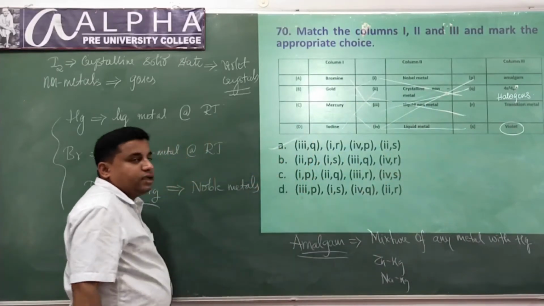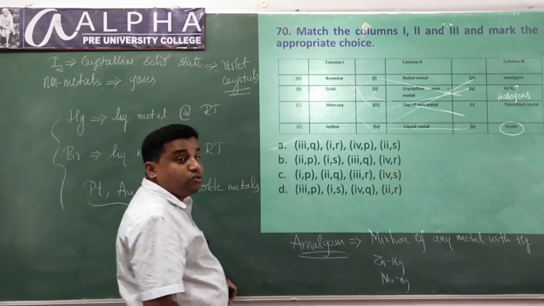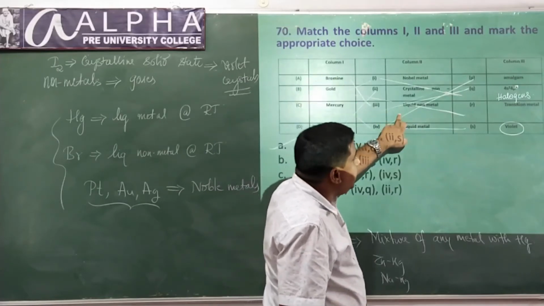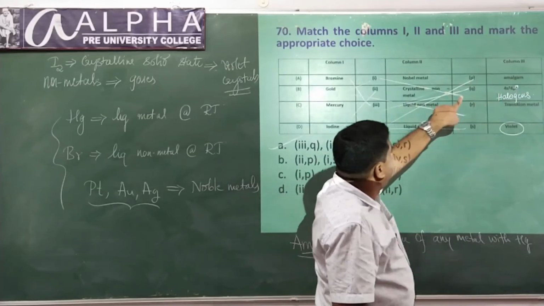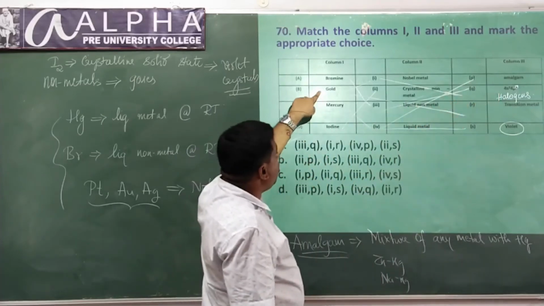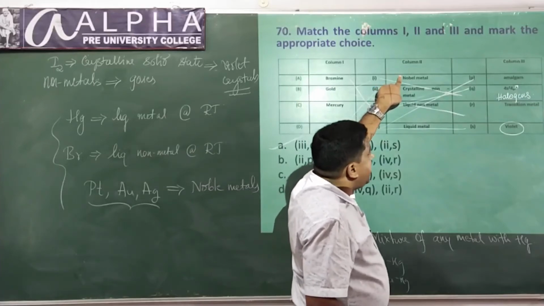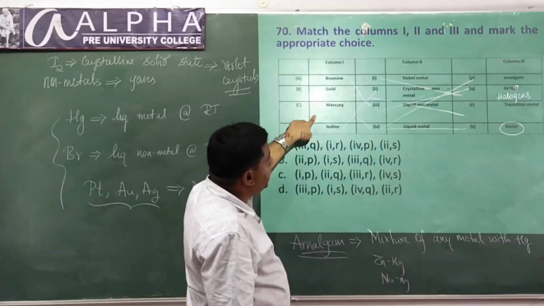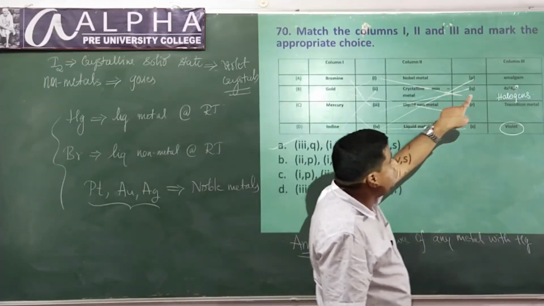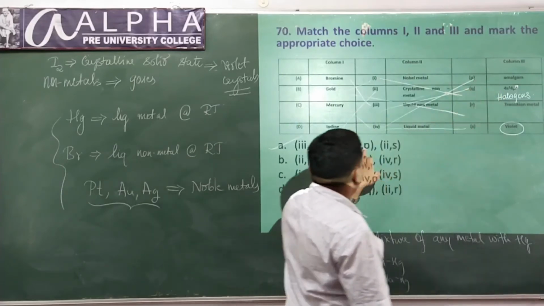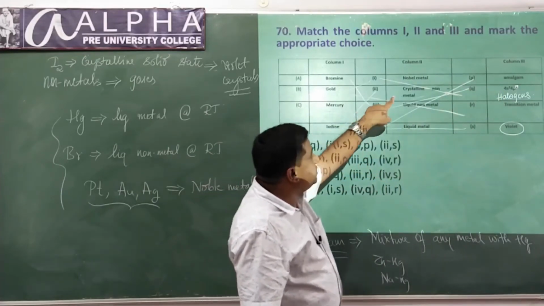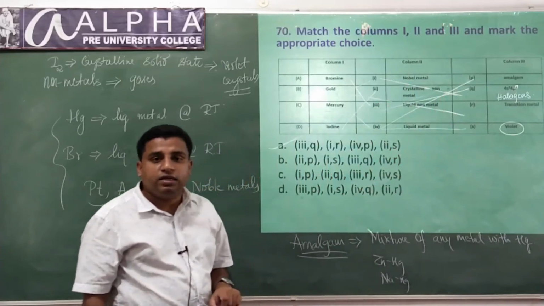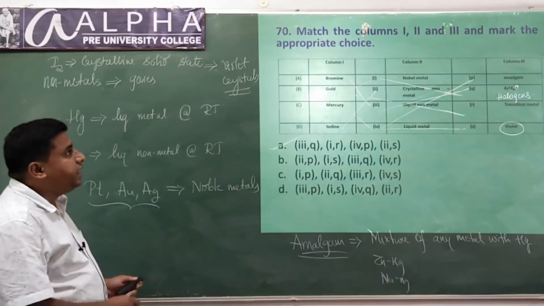It is option A. It's a bit complex. You have to be very careful in answering this question. If I take bromine, bromine is a liquid non-metal and a halogen, so 3 to Q. Next, gold. Gold is a noble metal and a transition metal, so 1 to R. Next, mercury. Mercury is a liquid metal and it is used as an amalgam, so 4 to P. Then iodine. Iodine is a crystalline non-metal and it is violet in color, so 2 to the violet option. That's exactly correct. So what's the correct answer? It is option A. I hope you understood.